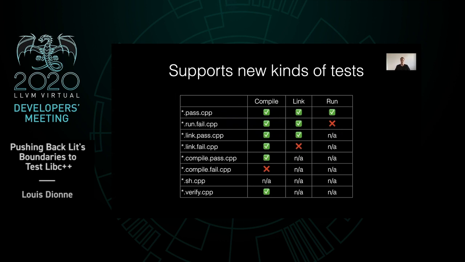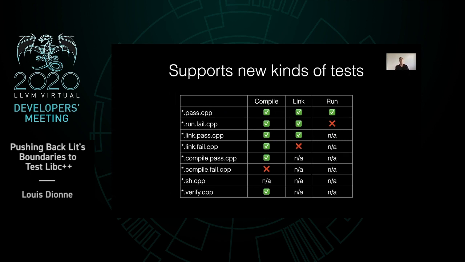So it is really simple in that kind of paradigm. It is really simple to support new kinds of tests. So the new test format supports all different kinds of tests. So it has the pass.cpp, which should compile, link, and run. It has the run.fail.cpp, which should compile and link successfully, but it should fail to run. Otherwise, it's considered a failure.